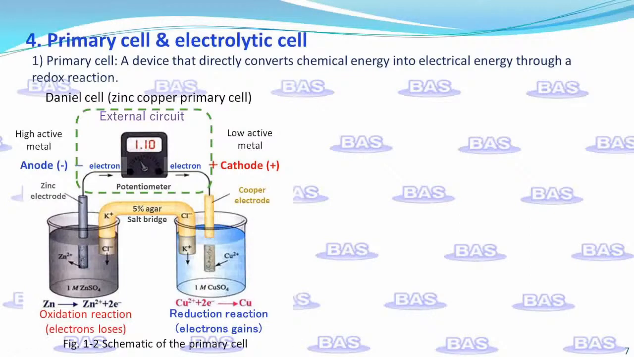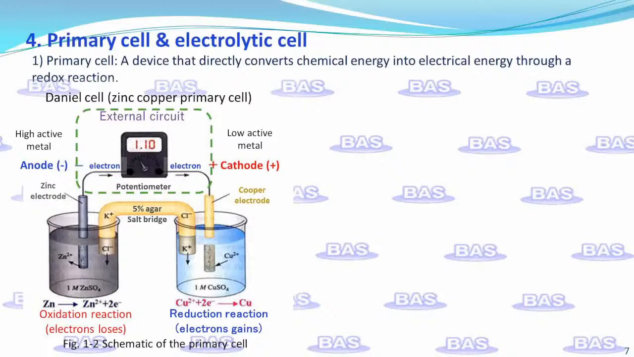Here is a schematic of a typical primary cell, the Daniell battery, the zinc-copper primary cell. The zinc electrode is immersed in the zinc sulfate solution on the left, and the copper electrode is immersed in the copper sulfate solution on the right. The two solutions are connected by a salt bridge. When the external circuit is connected, it can be seen that the zinc metal electrode gradually dissolves.